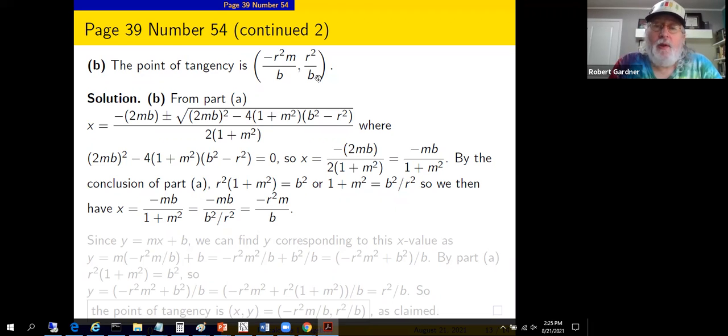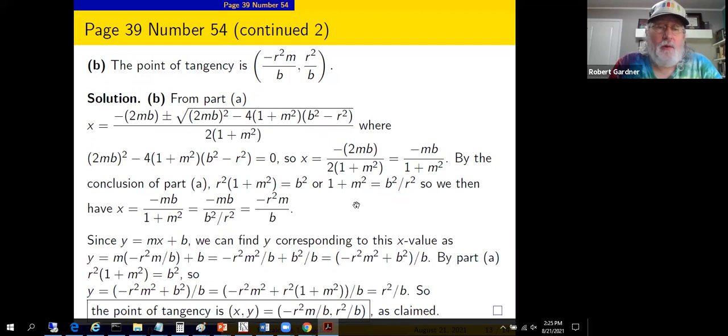How about the y coordinate? Well, the point also lies on the line. It also lies on the circle. Let's use the line. It's a simpler equation. We know y equals mx plus b. So at the point of tangency, which lies on this line, we have x equals this.